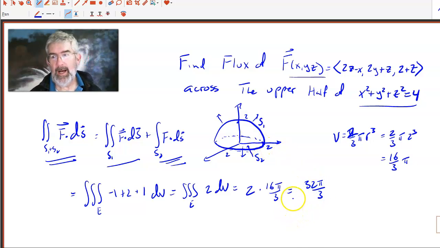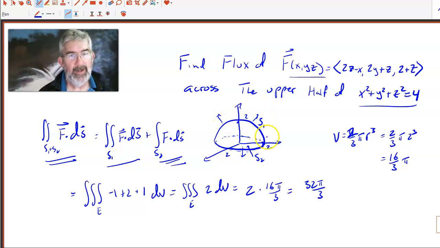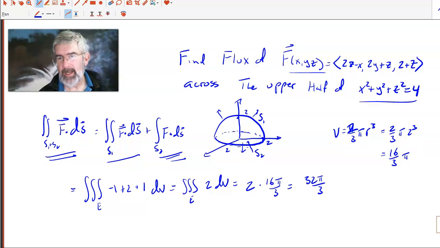Okay. Now, I didn't want the surface integral over the whole surface. I only wanted it on the top part there. So now I'm just going to calculate it on that flat region and subtract.